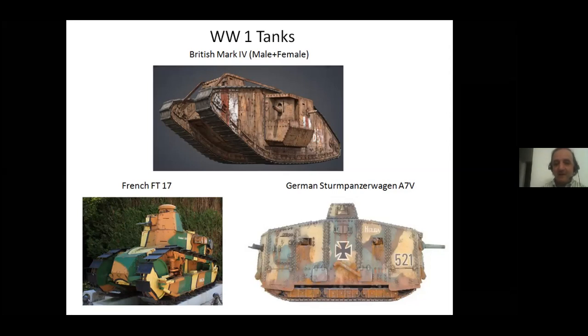And so the Germans came up with this heavy machinery, looking at the very bad need for a battle tank. This is the Sturmpanzerwagen A7V. This was the first tank that the Germans produced, but a little late in the war. They never realized the importance of tanks until they got hit by the British Mark IV.